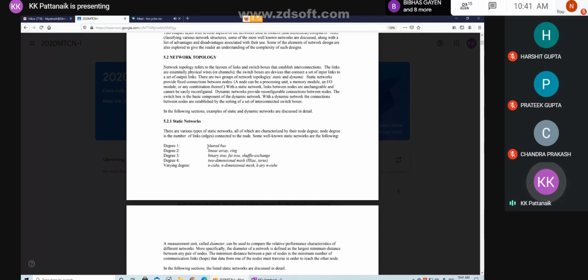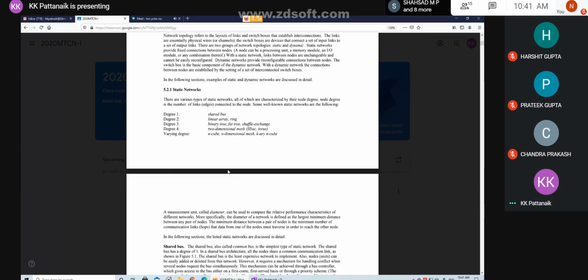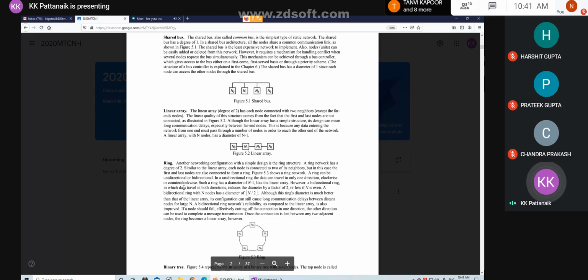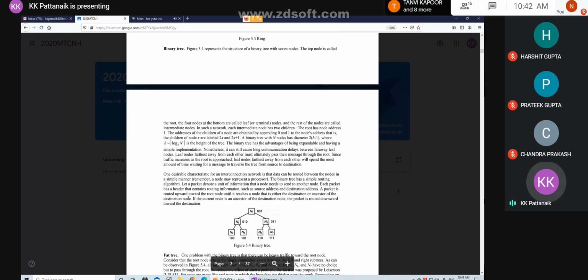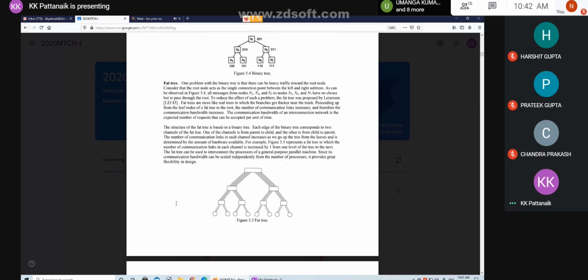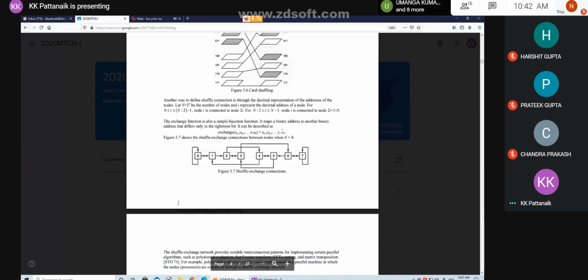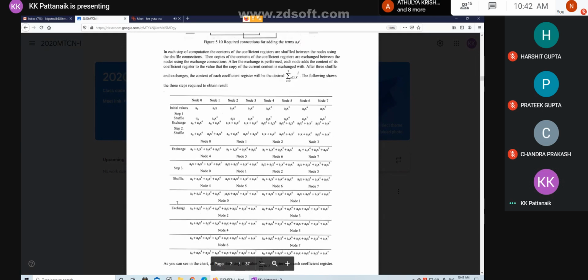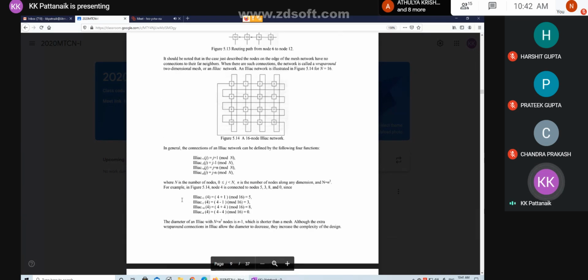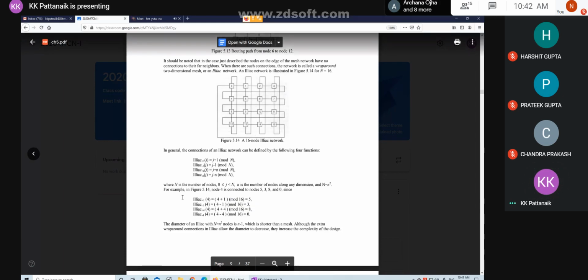So these things we have discussed: shared bus, ring, binary tree. Fat tree we haven't discussed. Shuffle exchange is not required. Two-dimensional mesh we discussed, and this varying degree n cube we haven't discussed, right? So these study materials are given here. One minute, just hold on. I'll get back.